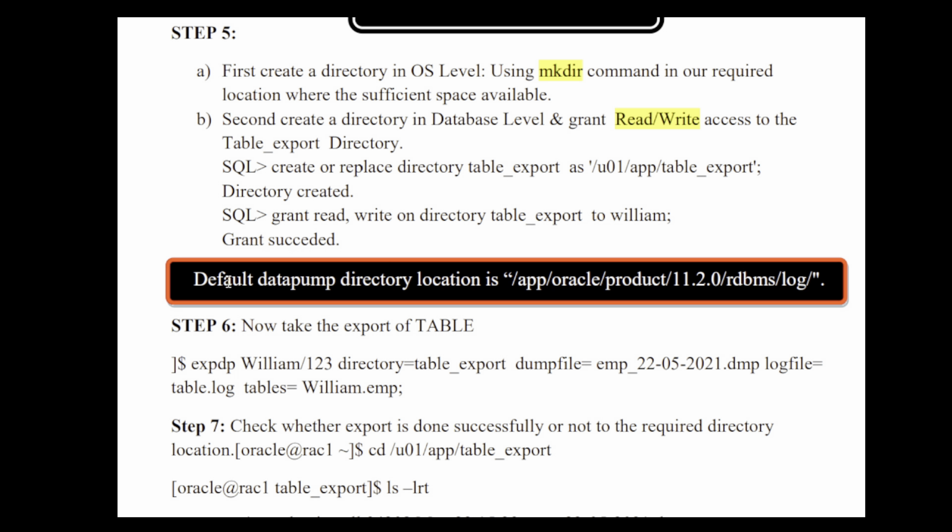Next, the default data pump directory. Actually, if you don't create a directory mapping directly, it will take the default path, which is app oracle product, then the version number, and rdbms log. This is called the default path, the Oracle home default path. Similarly, this is the default location of the data pump directory.